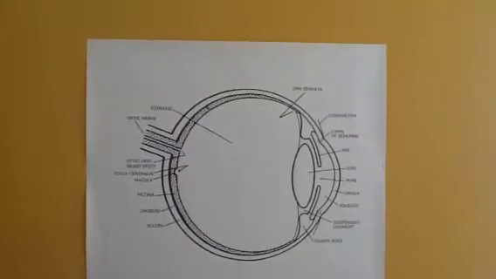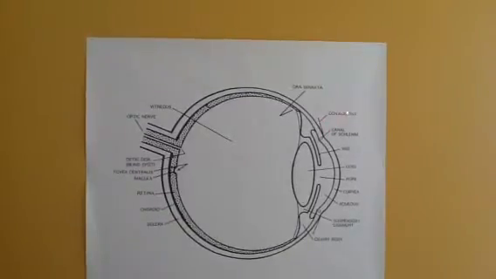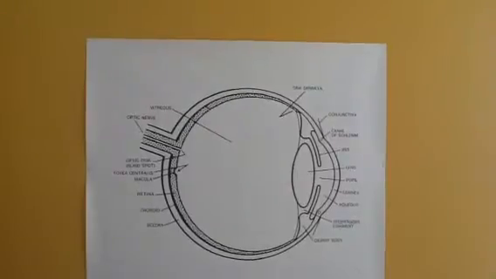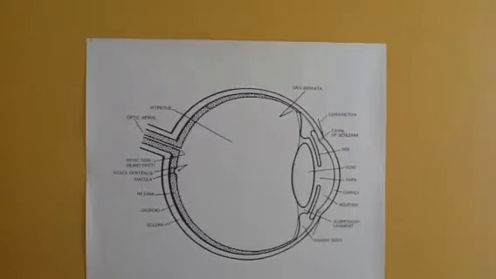The conjunctiva is a thin, semi-transparent membrane that covers the exposed white part of the eyeball, which is the sclera, and lines the inner surface of the eyelids. Its main purpose is to protect the front part of the eye.